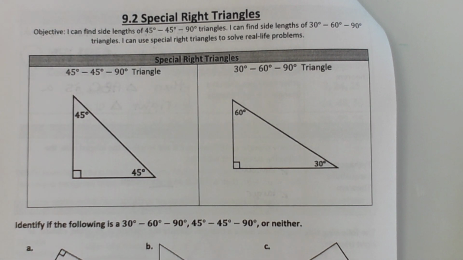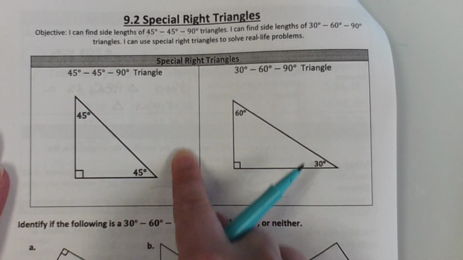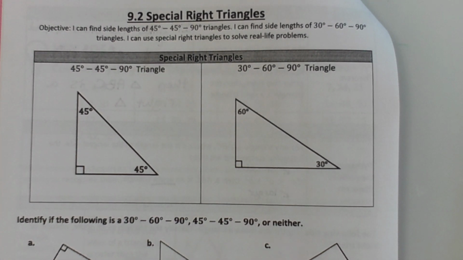Getting into talking about not just right triangles, but some special and very specific right triangles. The special right triangles that we are talking about today are known as 45-45-90s and 30-60-90s. Any guesses as to why a 45-45-90 triangle is called a 45-45-90? Because there's two 45s and a 90. There's two 45-degree angles and a 90-degree angle. 30-60-90, because there's a 60-degree angle, a 30-degree angle, and a 90-degree angle.